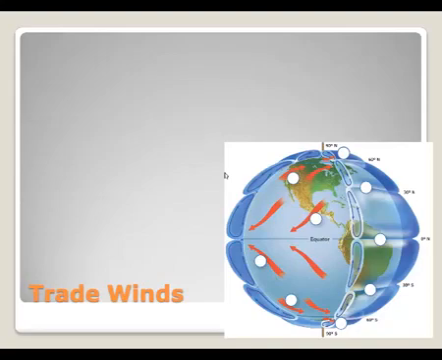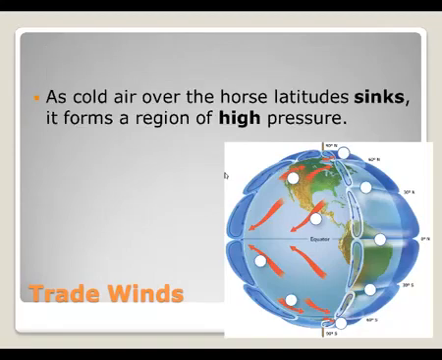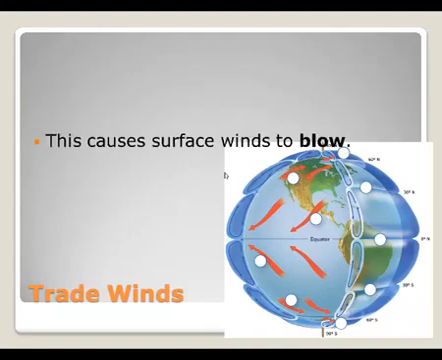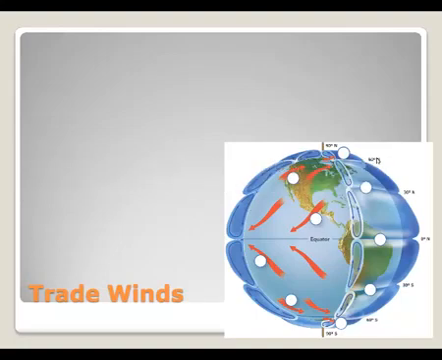The trade winds. Again, the trade winds were named by sailors due to them being used to trade. The trade winds blow from the horse latitudes towards the equator. As cold air over the horse latitude sinks, it forms a region of high pressure. This causes surface winds to blow, so that high pressure that is sinking right here is pushed back towards the equator, and again, because of Coriolis, it is deflected to the left. The winds that blow towards the equator are turned west by that Coriolis effect. And notice that trade winds come from Europe over toward the Americas in the northern hemisphere. So the trade winds were used for the trade routes.